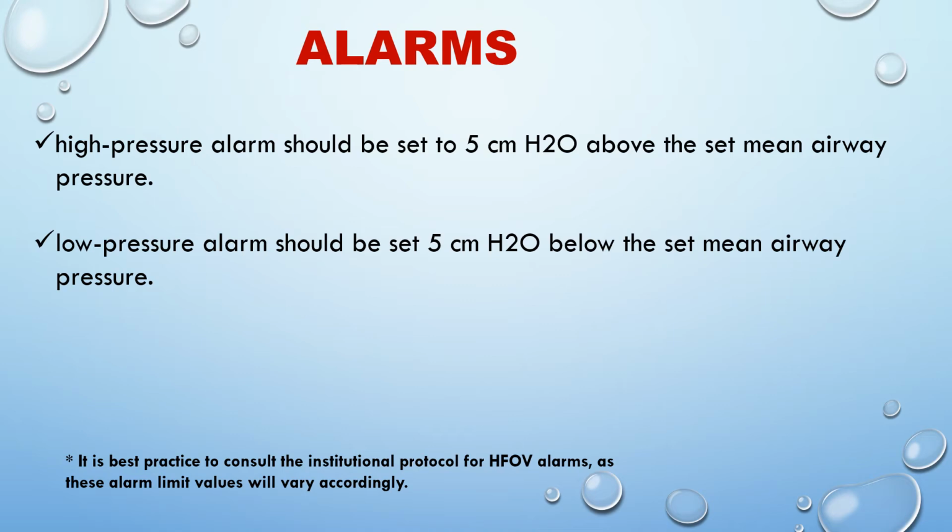Alarms. High pressure alarm should be set to 5 centimeters of water pressure above set mean airway pressure. Low pressure alarm should be set 5 centimeters of water pressure below the set mean airway pressure. It is best to consult the institutional protocol for high frequency alarms, as these alarm limit values will vary accordingly.